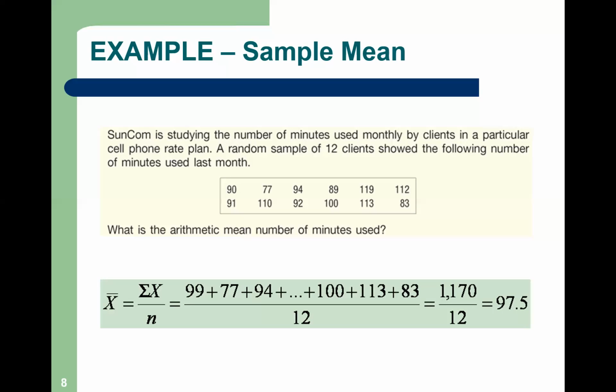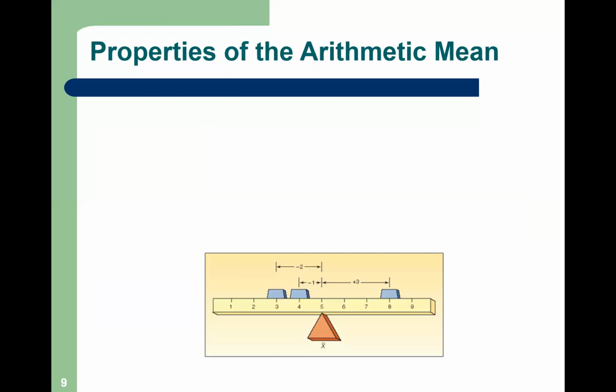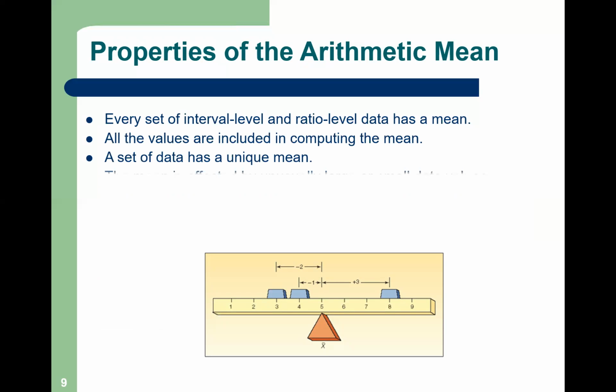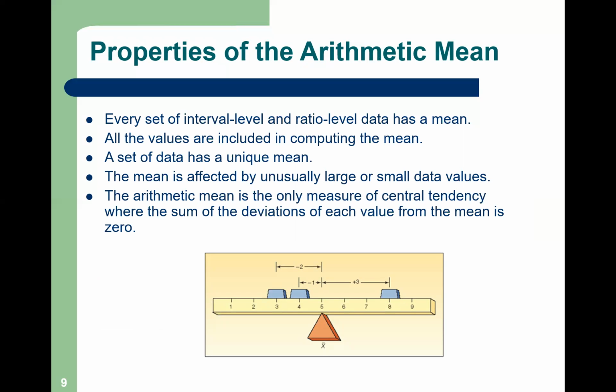Now we move to another important aspect. This was about ungrouped data. Now we will talk about grouped data. Before going into grouped data, we need to understand the properties of the arithmetic mean. We can measure the arithmetic mean for interval and ratio level data. We cannot measure the arithmetic mean for qualitative data, or the two lower levels of measurement, that is nominal and ordinal.